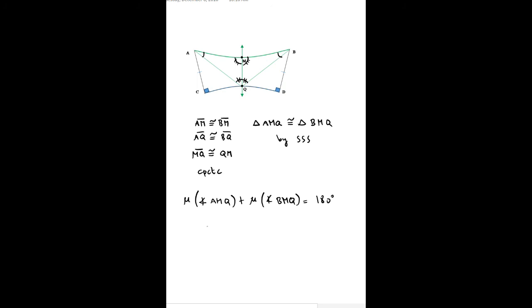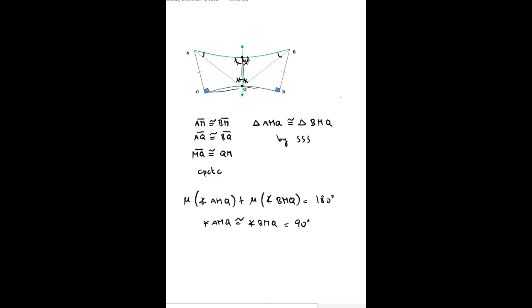But because we know that angle AMQ is congruent to angle BMQ, we have that they are both equal to 90 degrees. Now what we have left is to prove that either CQM or DQM are 90 degrees, and we'll be able to prove that the alternate interior angles are indeed congruent, and that will give us a proof that AB and CD, or that the summit and the base of the Saccheri quadrilateral, are parallel.